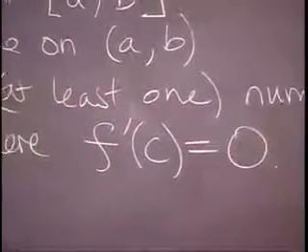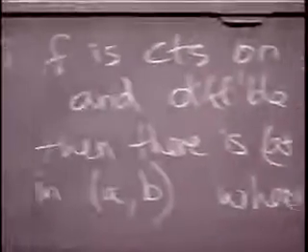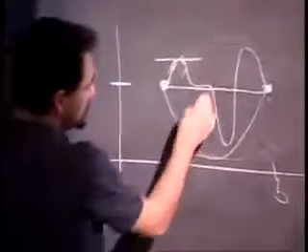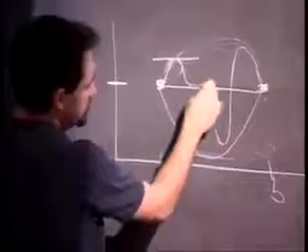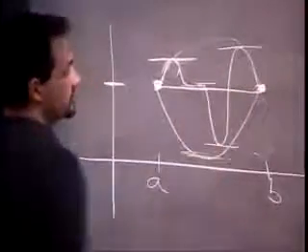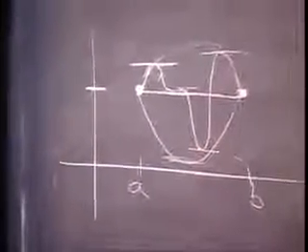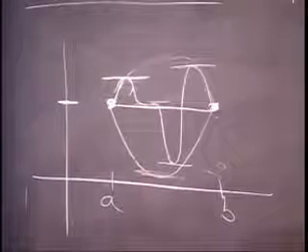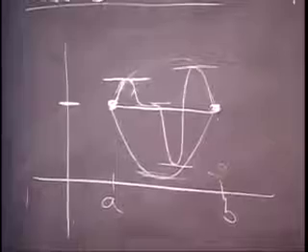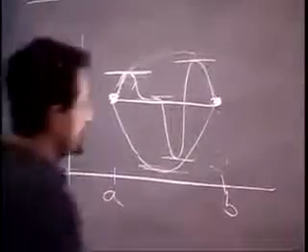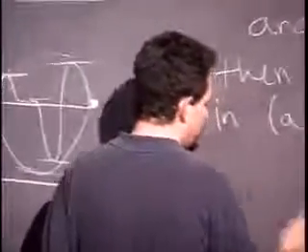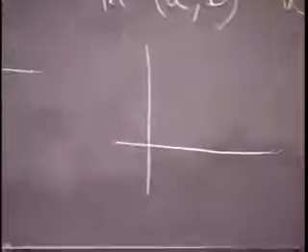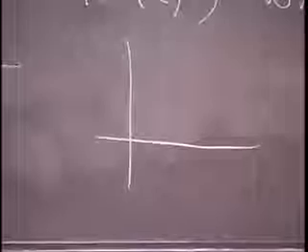There might be only one, like here, for example, there's only one, whereas here, looks like there's quite a few. 1, 2, 3, 4, 5. But I know there's at least one. And that's the content of Rolle's theorem. Now, before I show you an application of this, let's look at a couple of cases where it might actually go wrong.